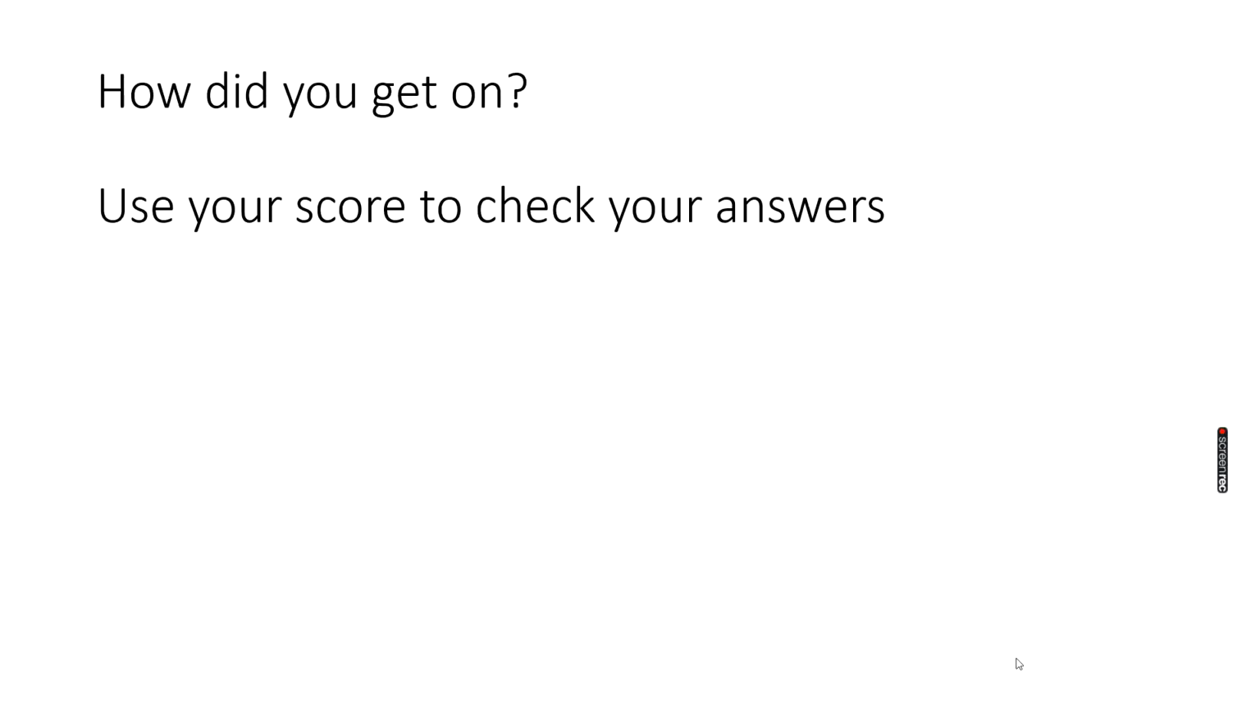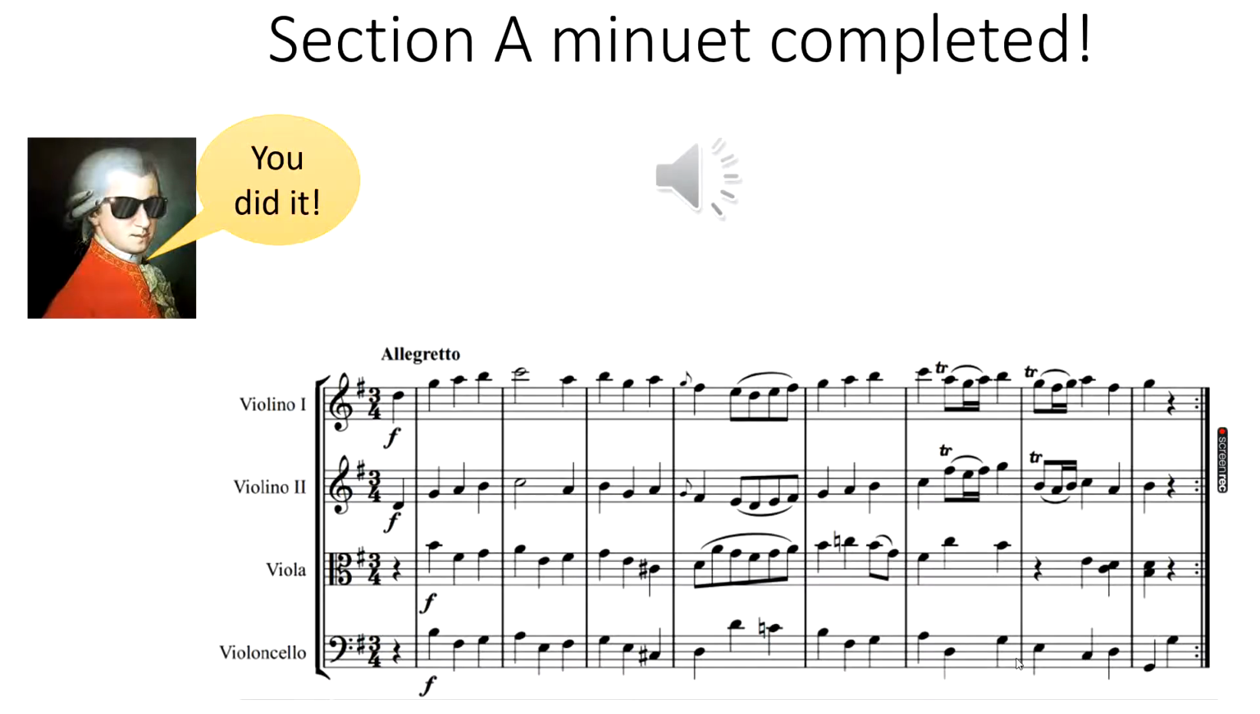How did you get on? Use your score to check your answers. Well done, you have now completed your analysis of section A of the minuet. Hopefully you've used different colours. Hopefully you have also written it all down, and the best way of doing it is to revise it by reading over it, covering it over and writing it down on a piece of paper, seeing what you can remember. Well done, and join me for section B of the minuet. See you soon.